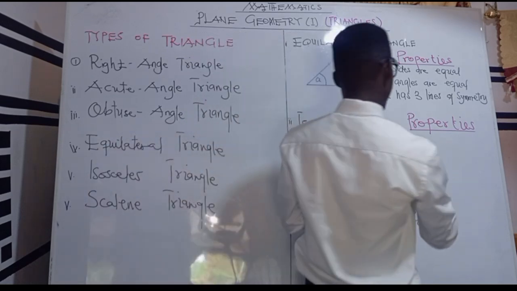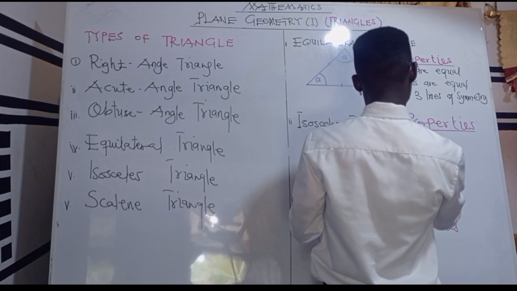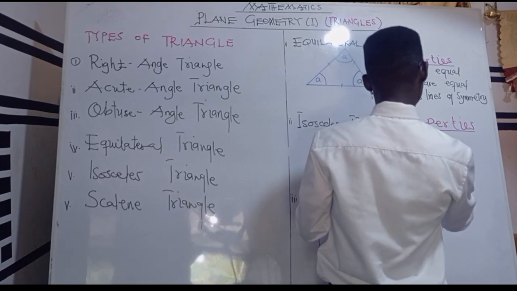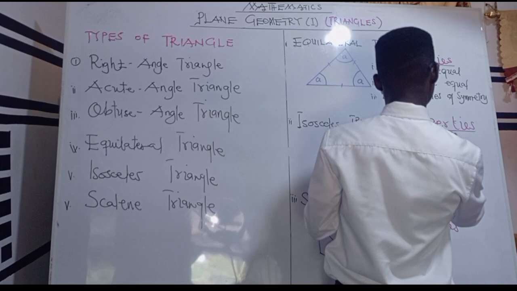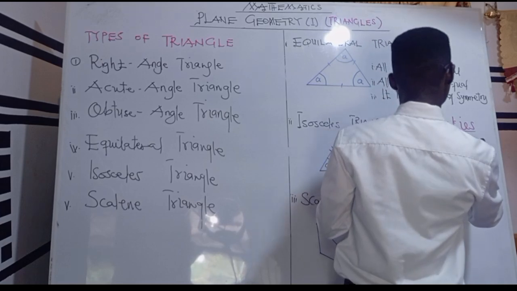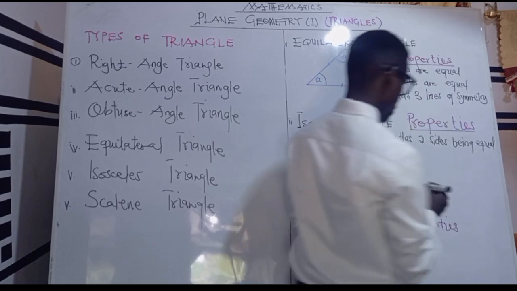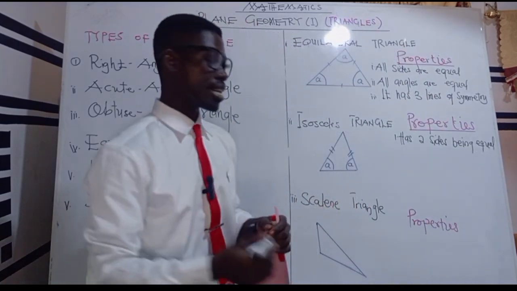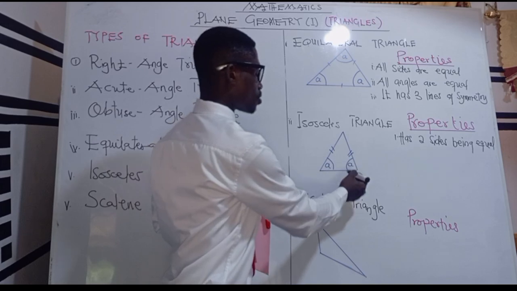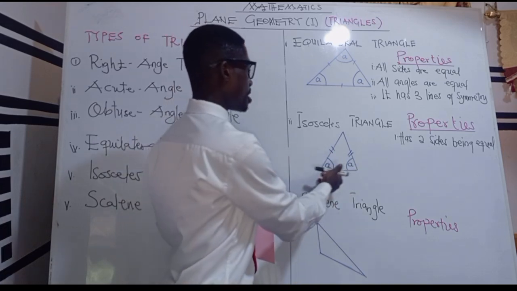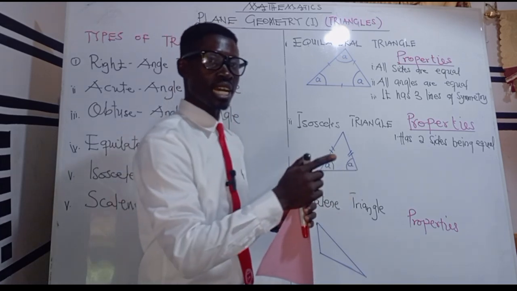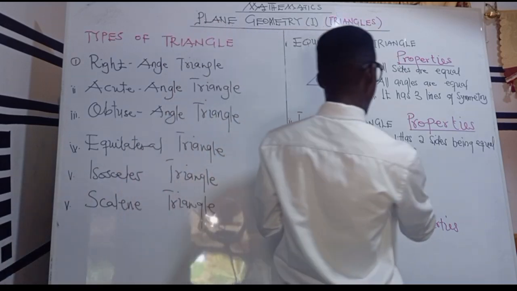So we can say one property is that it has 2 sides being equal. It also has 2 of the base angles being equal. So 2 of the base angles too are also equal.